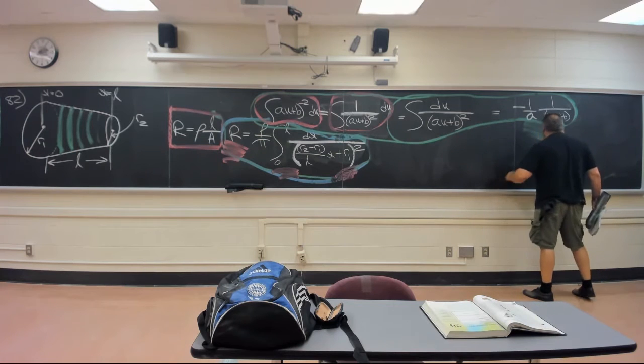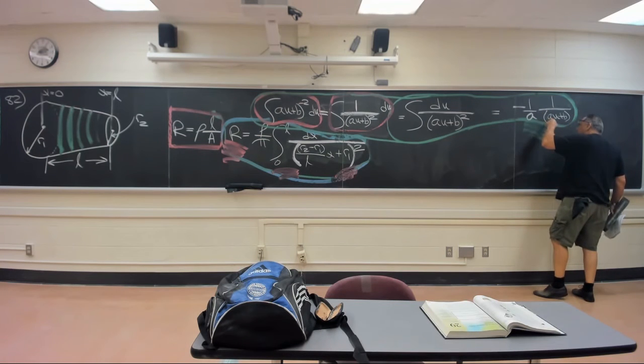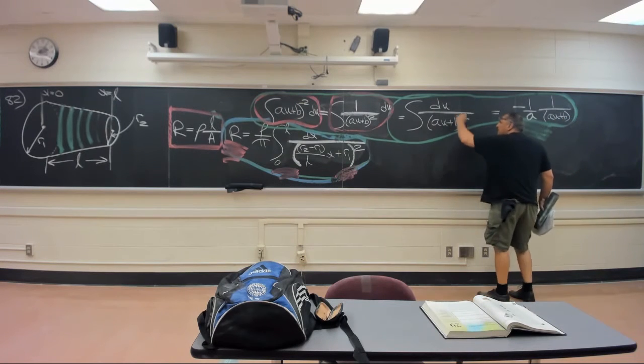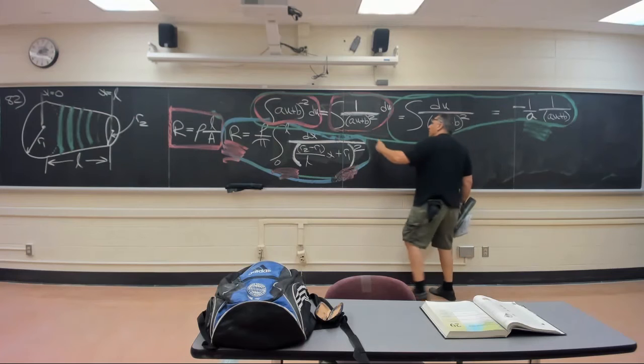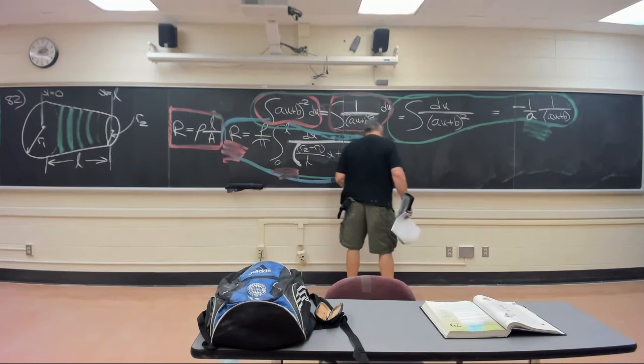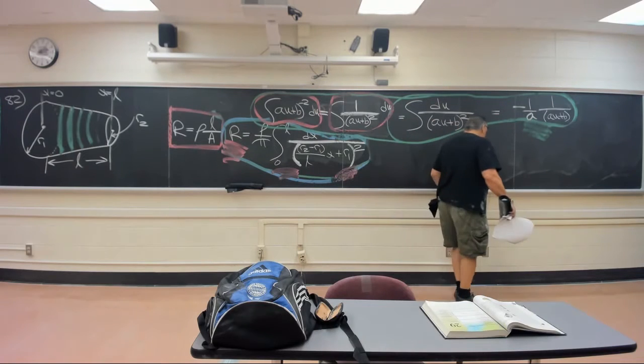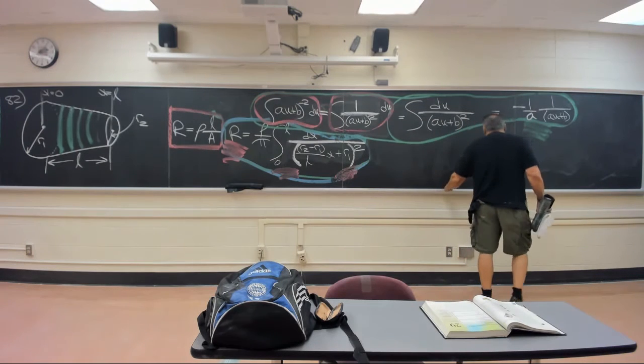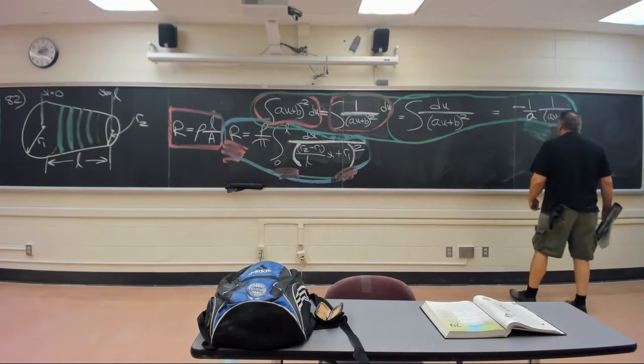Well, if you're going to get this, and you are going to get this, then the derivative of this will give you what's underneath here. It will give you 1 over the quantity AU plus B squared, which is this. They're all the same, which is the same as that. Can you get to that? Yeah, pretty easily, actually.